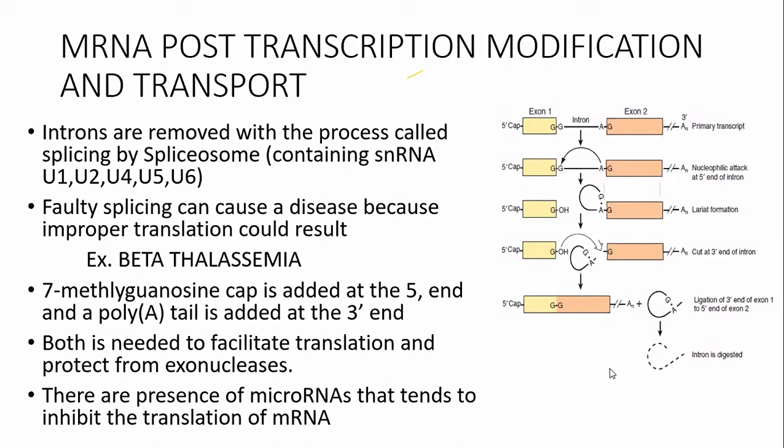How? It binds as well to your ribosomal RNA, the coding one. Mamaya pag-uusapan natin during translation. So those two are important, ha? 7-methylguanosine, identification; polyadenyl, that is your stabilization during translation. And both are needed to facilitate translation and protect from exonucleases. Yung exonucleases, yan yung pwedeng makatanggal ng mga exons mo. Okay? And there are presence of microRNAs that tend to inhibit the translation of mRNA.